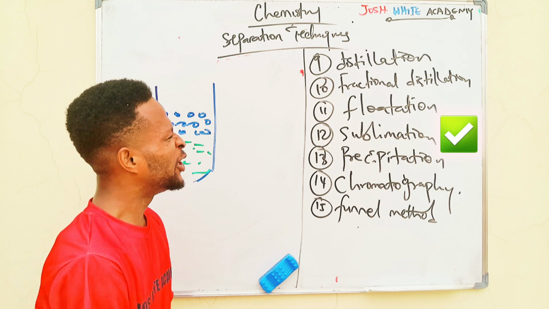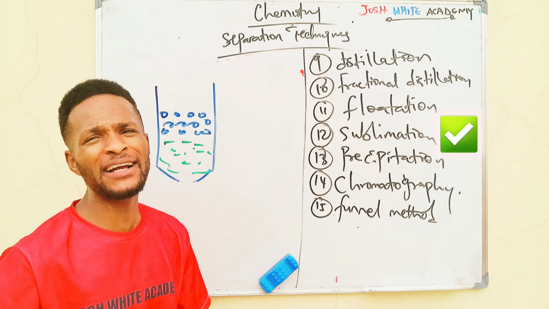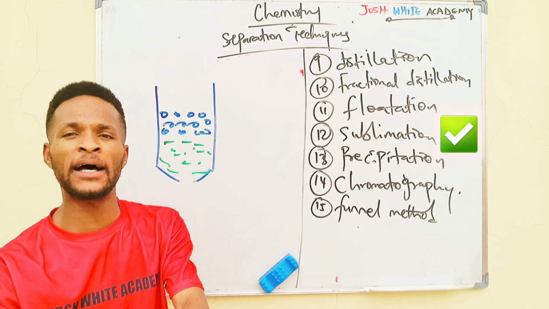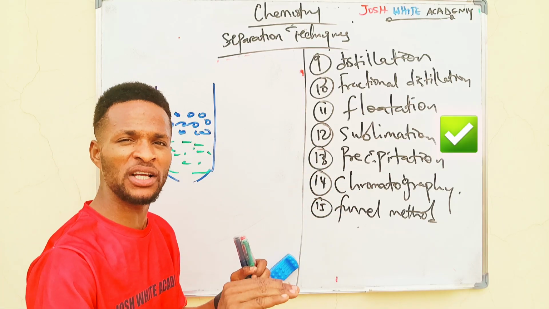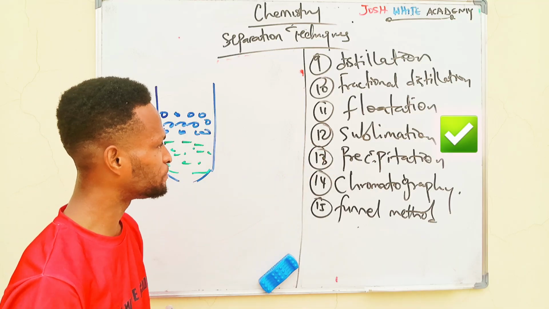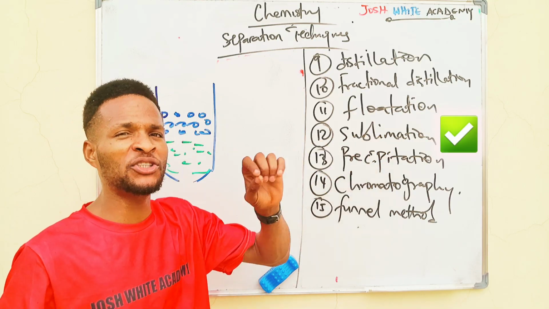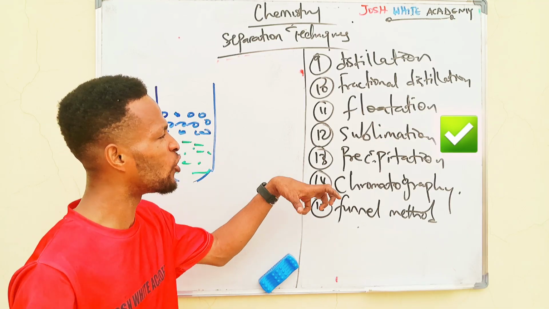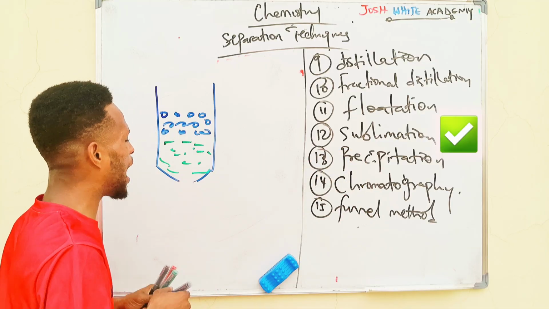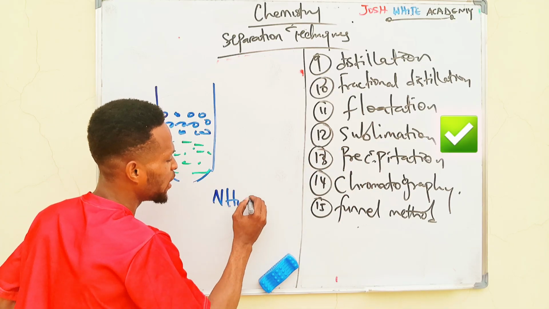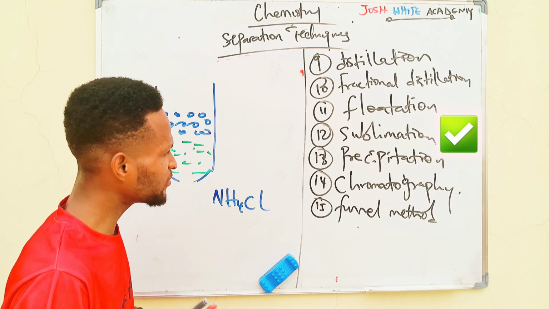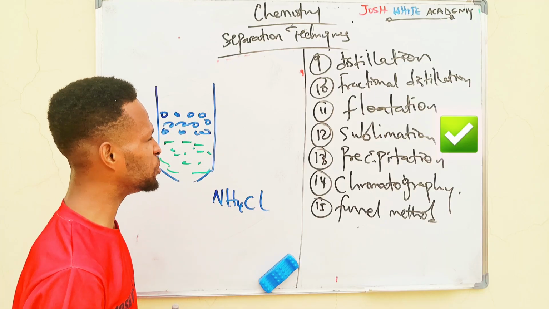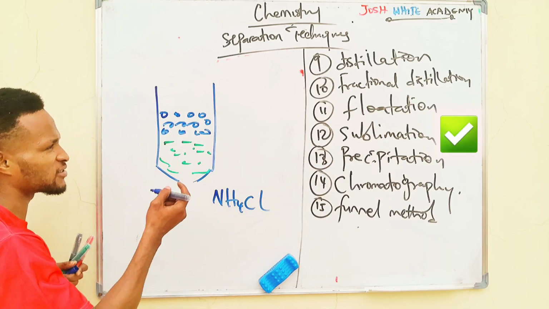Remember from our last class, we defined the phenomenon whereby a solid transforms directly to gas, or gas transforms directly to solid without passing through the liquid phase. That phenomenon is known as sublimation. So we use sublimation as a separation technique when one component of the mixture sublimes. An example is ammonium chloride, locally known as CAM4. When a little heat is applied to this solid, it changes directly to gas without passing through the liquid state. So that separation technique is known as sublimation.